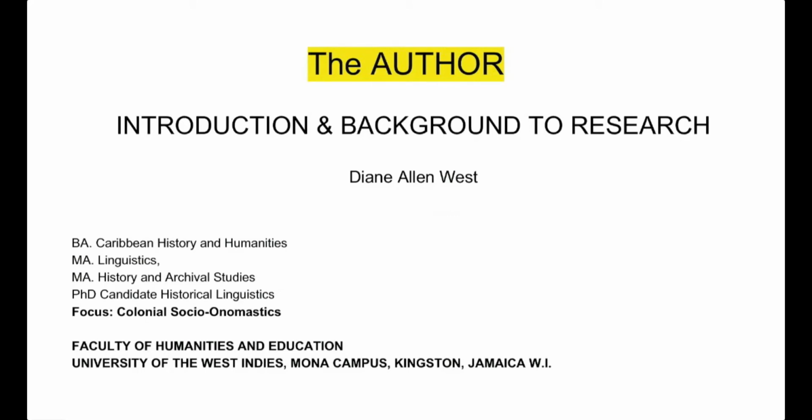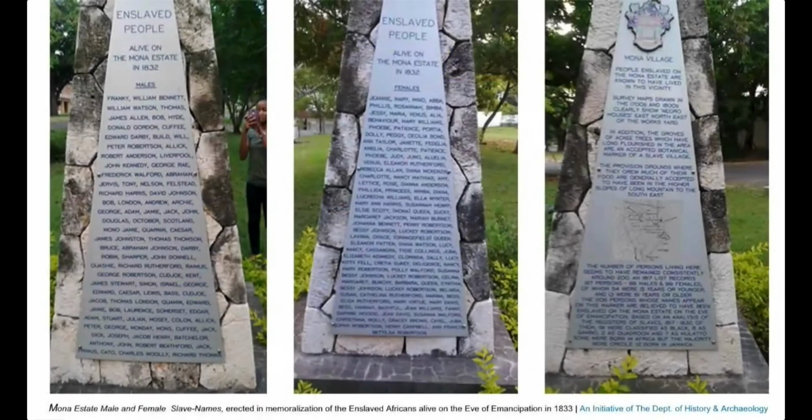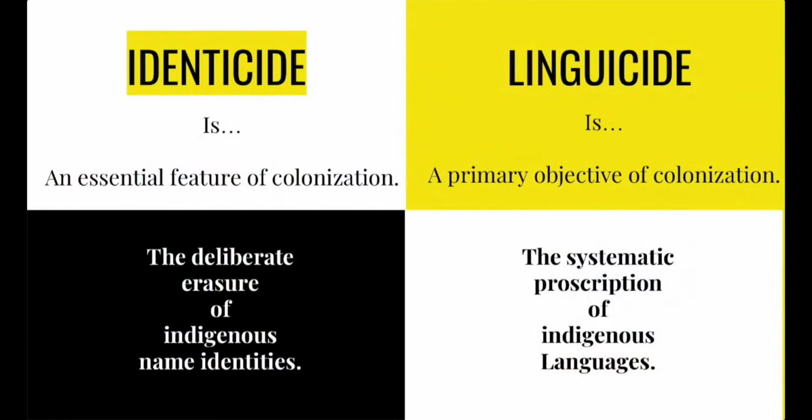I focus on colonial socio-onomastics as a topic because I became interested in this field when I first discovered these slave monuments on my university campus. I was asked to do an assessment of them, and I began to do a little bit of digging, and I found that they were erected in 2007 in commemoration of the bicentennial anniversary of the abolition of the slave trade. And in honor of the people who were alive on the Mona and on the Papine estates, we erected these names. These persons were alive then.